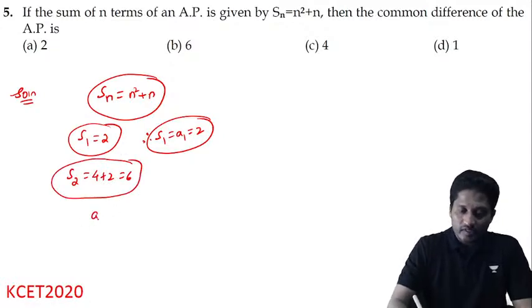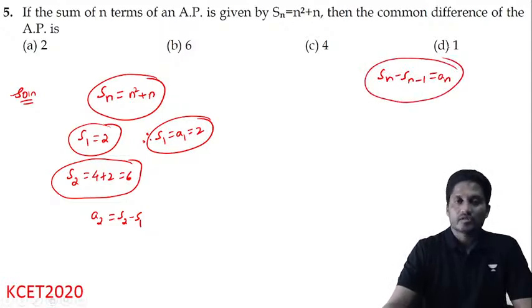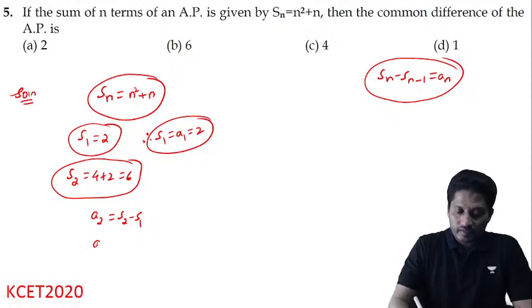Okay, now A2 is equal to S2 minus S1, right? Actually, Sn minus S(n-1) is always equal to An. So S2 minus S1 is equal to A2. S2 is equal to 6, S1 is equal to 2. A2 is equal to 4.